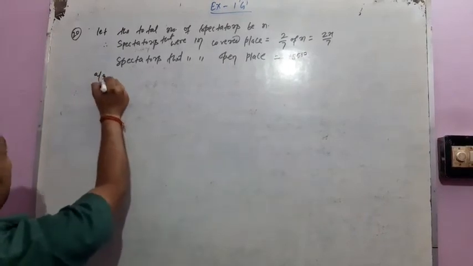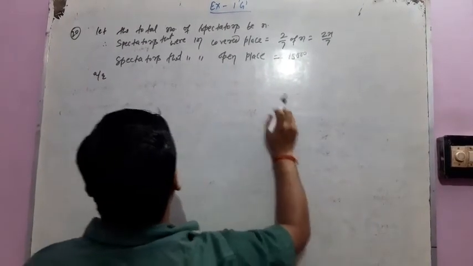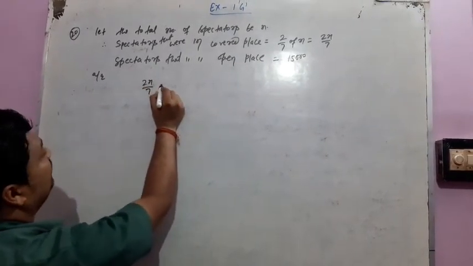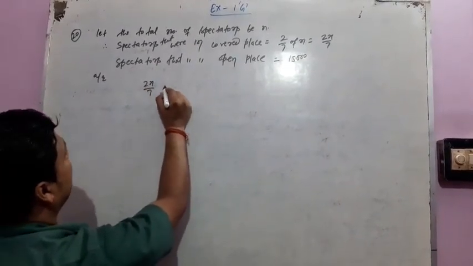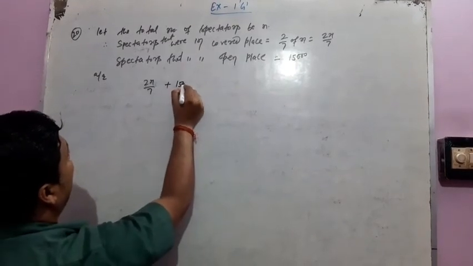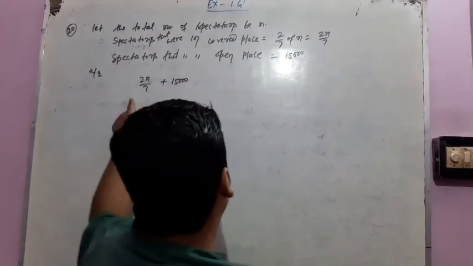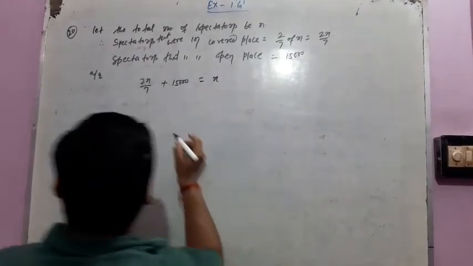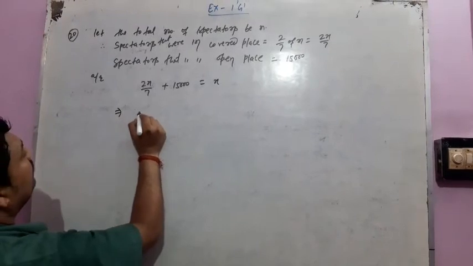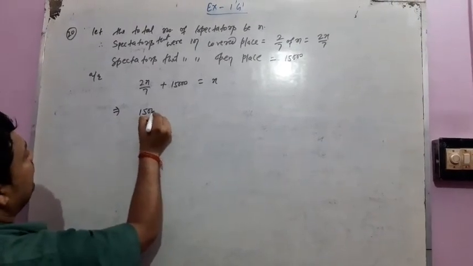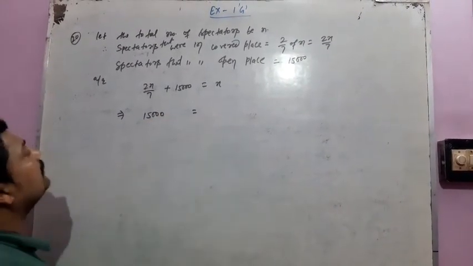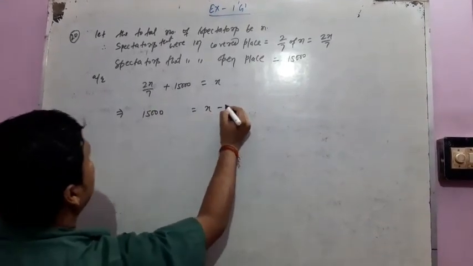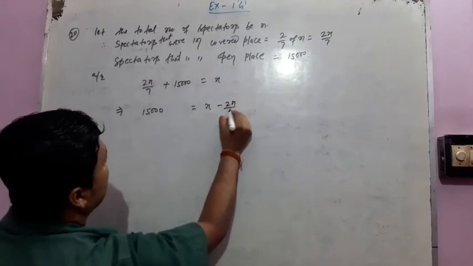So the number of spectators in the covered place is 2x/7 and the number of spectators in the open is 15,000. If we add both, it becomes the total number of spectators. Now for calculating the value of x, we have to move 2x/7 to this side. Here it is plus, so it becomes minus.